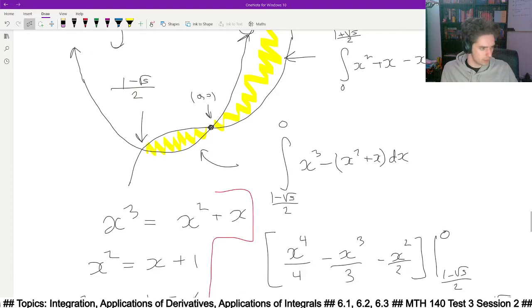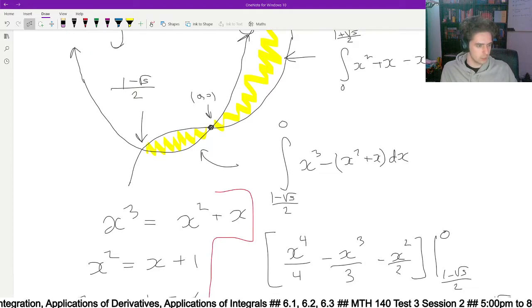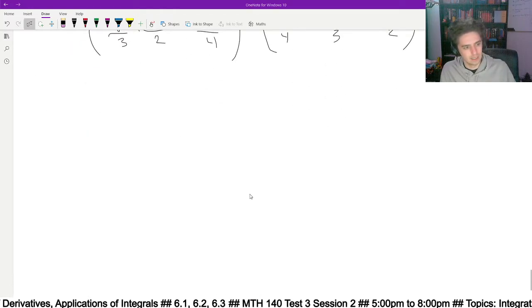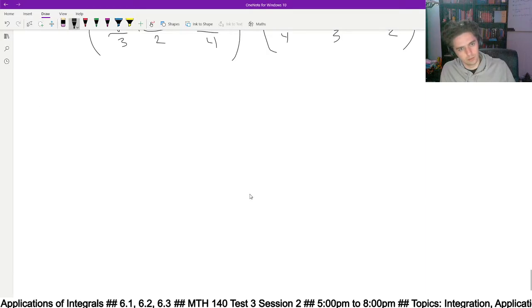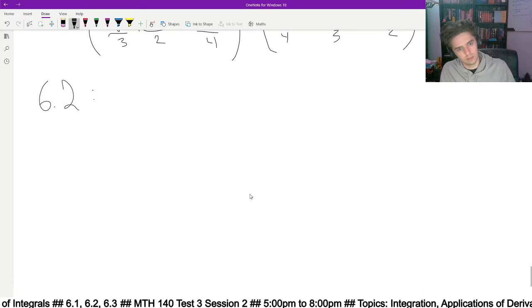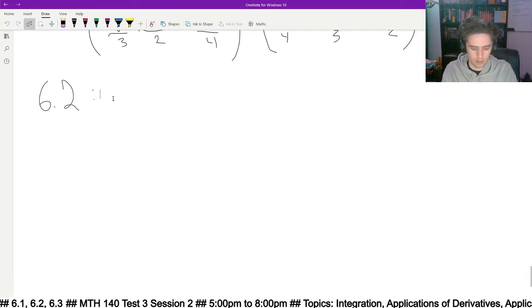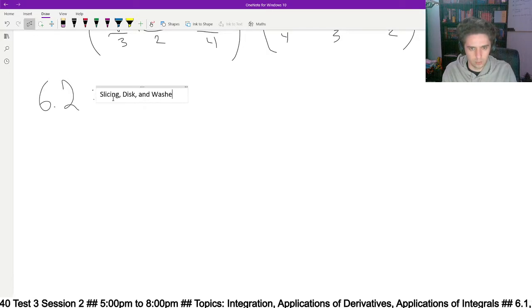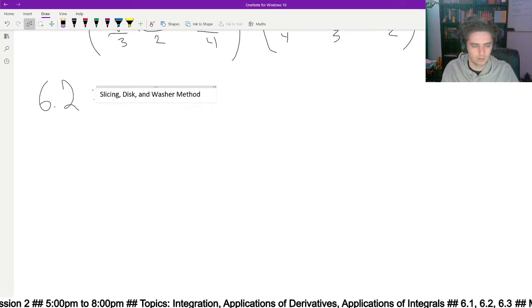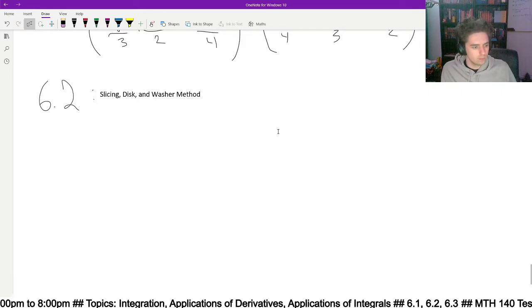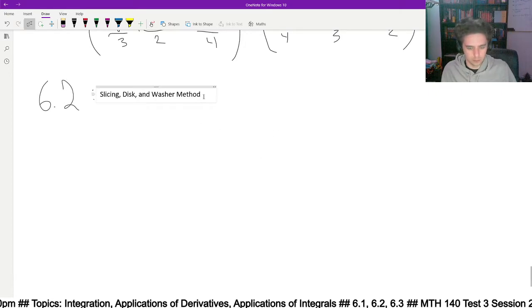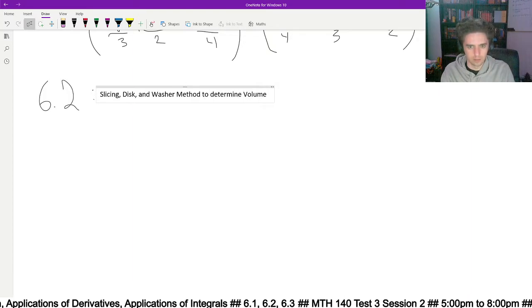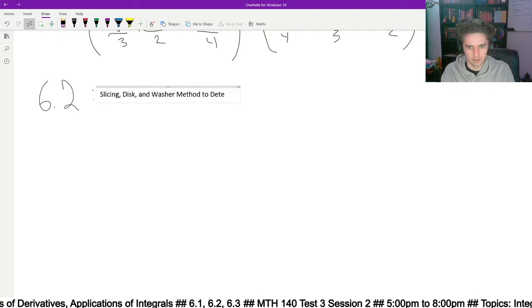Okay, so that's 6.1. That's pretty much all I wanted to say there. 6.2 is determining volumes by slicing, but not just slicing. So 6.2 is, well, I'll call it slicing, disc, and washer method. So this is to determine volume, or it should be a capital D. Determine.